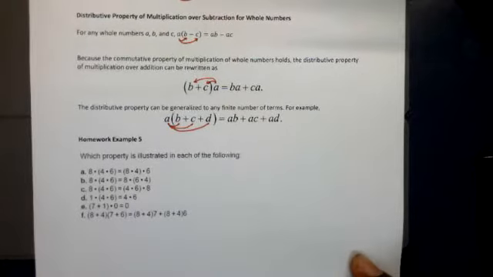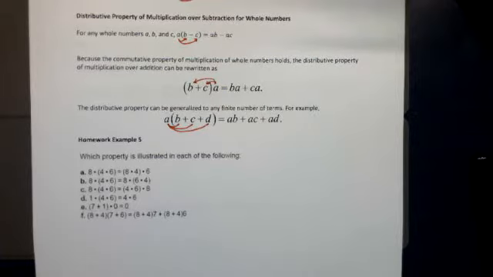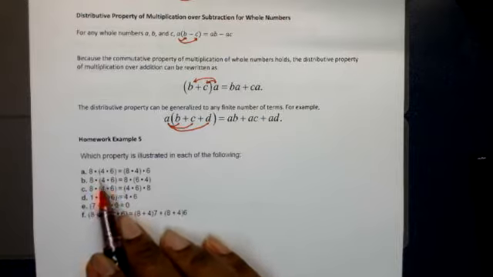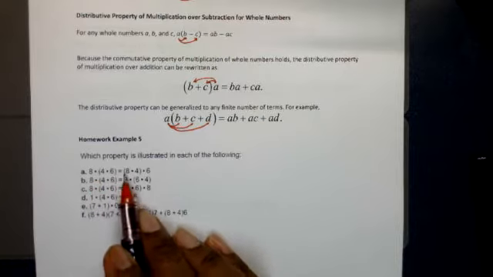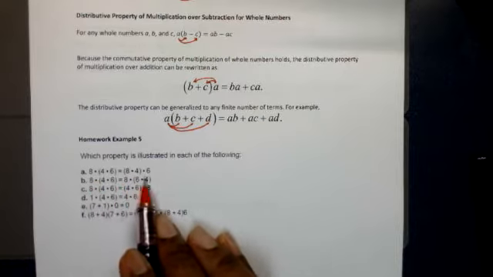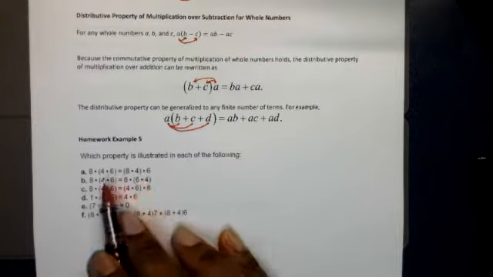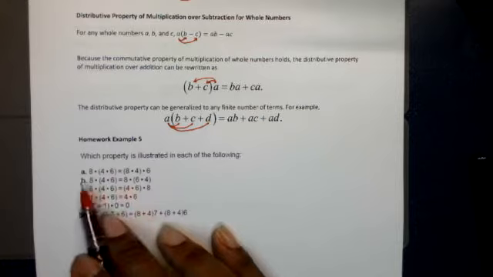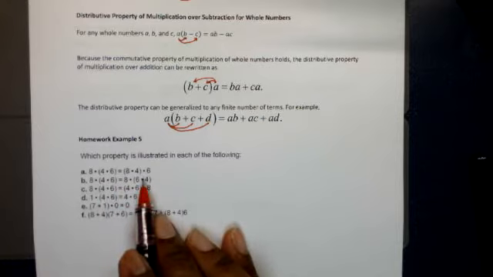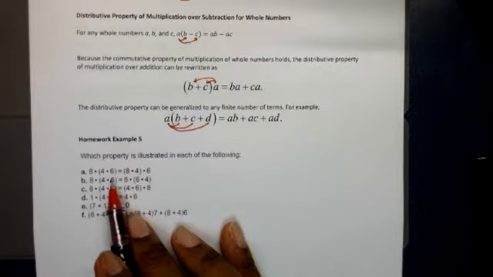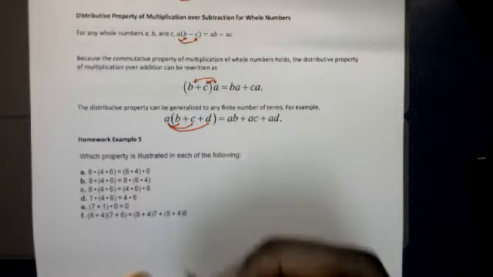All right, now, in this homework example here, which property is illustrated in each of the following? Starting with part A, you got 8 times, in parentheses, 4 plus 6, and that's equal to, in parentheses, 8 times 4 plus 6. Now, if you notice the difference between the left and the right side, you'll see that the order of the numbers is still the same. The only thing different is the grouping. We group the 4 times 6 on the left side, but on the right side, we group 8 times 4.